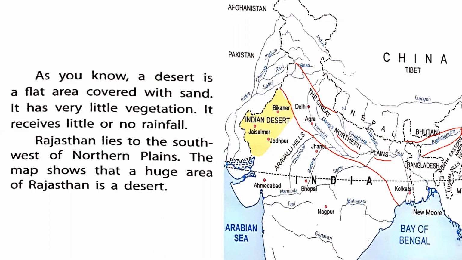Right, children. Look at this. Northern Plains, right? Towards the north of the Northern Plains, what do we have? We have Himalayas here, correct? Towards the south, it is the Southern Plateau, right? Now, Rajasthan lies to the southwest of Northern Plains. Let us mark Rajasthan here. Yes, a huge area of Rajasthan is a desert. Look at this, children. This portion is a desert, right?